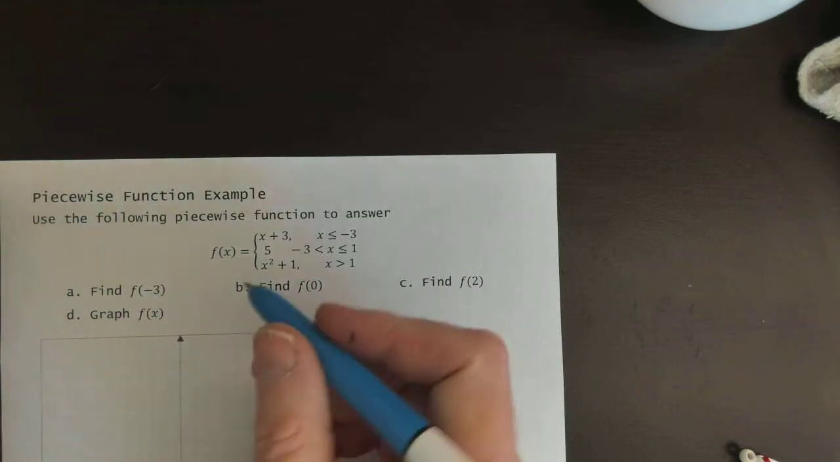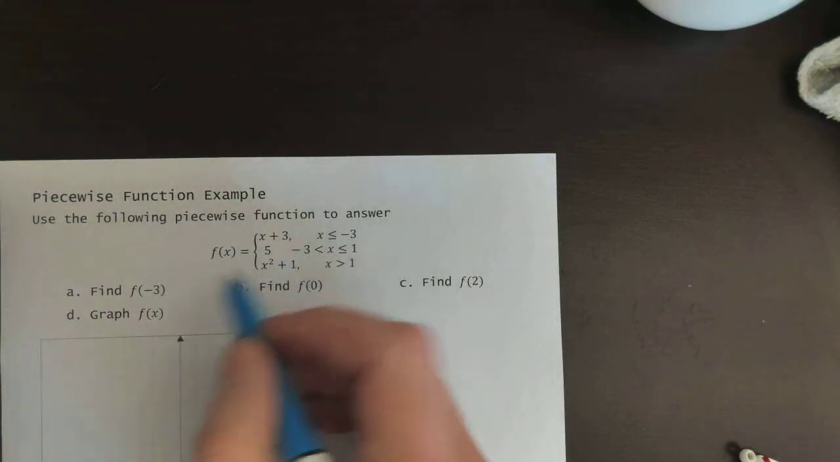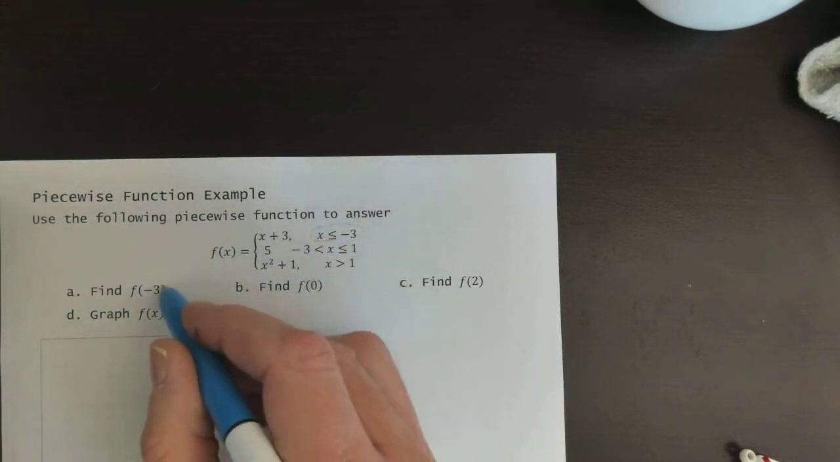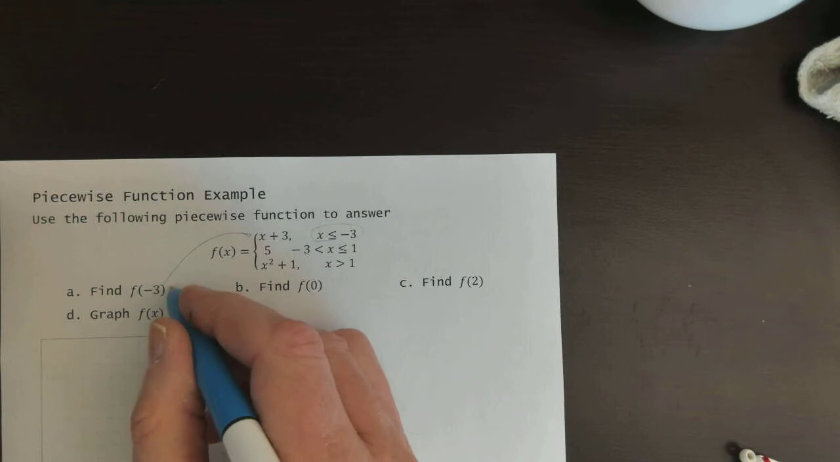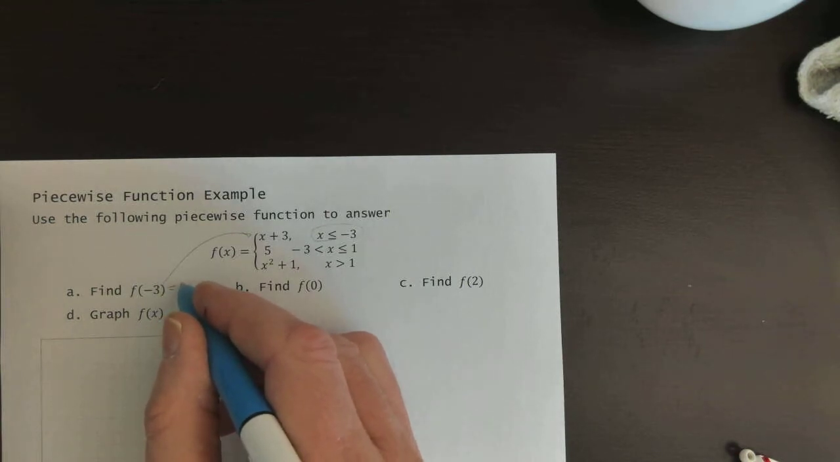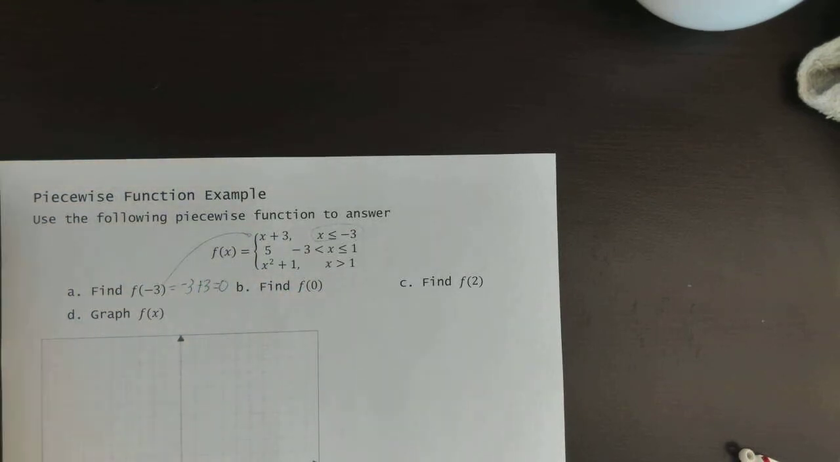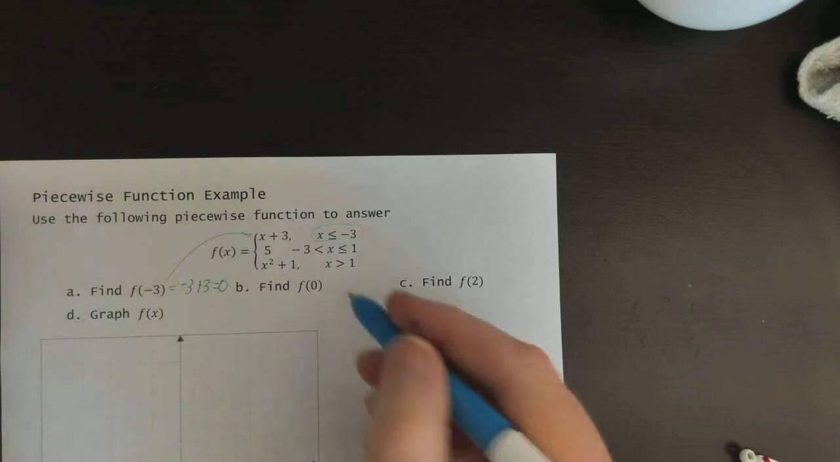So, f of -3. -3 is right here in this one, so I'm going to use this function for that. So f of -3 is x plus 3, or -3 plus 3, which is 0. f of -3 is 0.